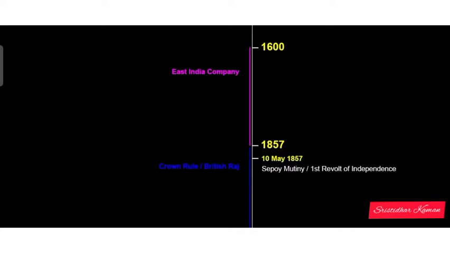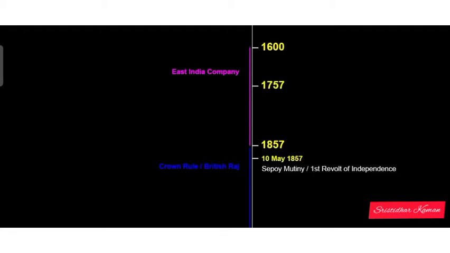Now let me give you the summary of what led to the 1857 revolt. I'll briefly give you an overview, otherwise this will be a never-ending video. There were multiple reasons behind it. The British East India Company started interfering with India's political, social, religious and financial systems.